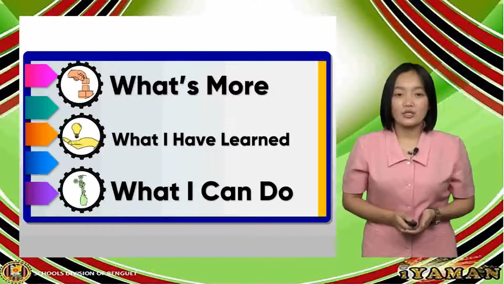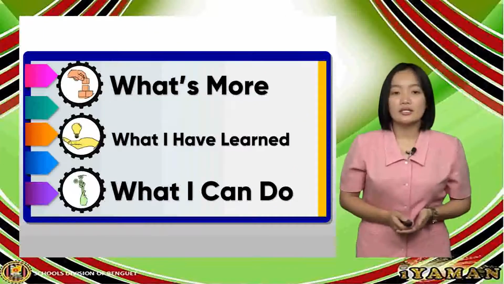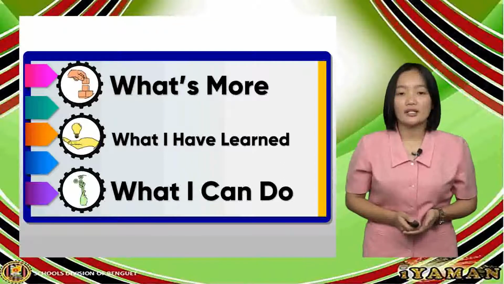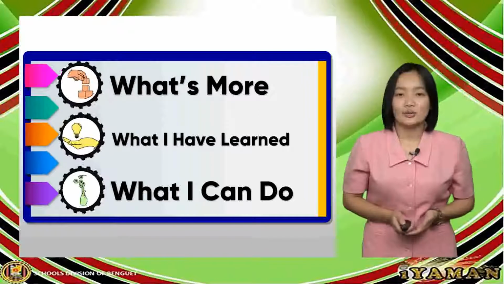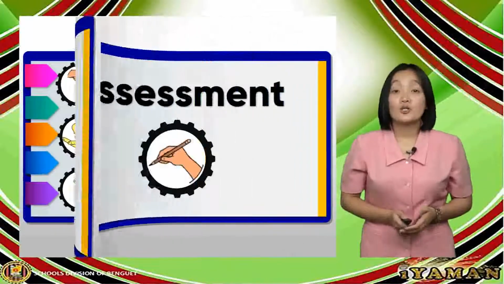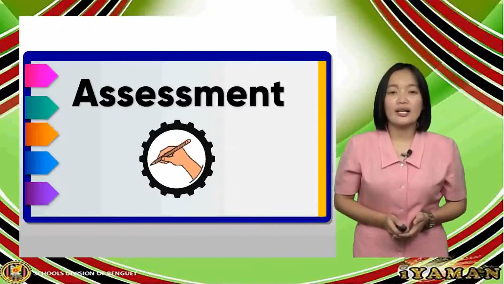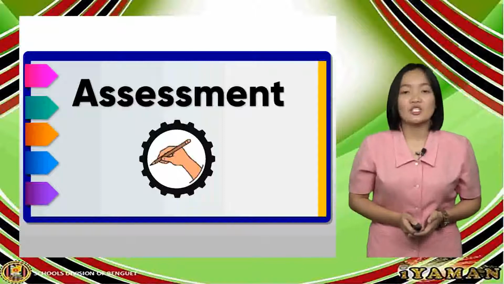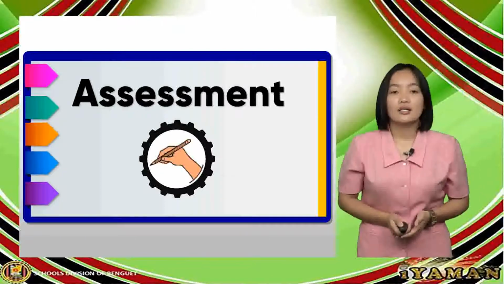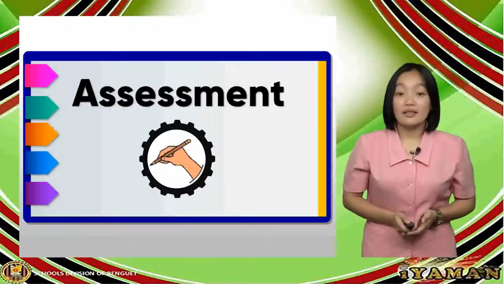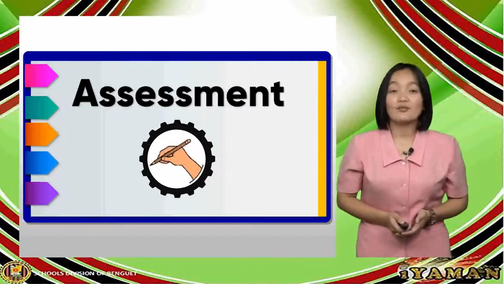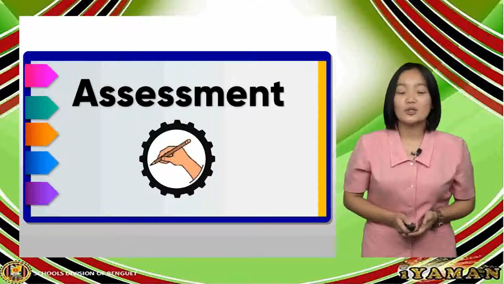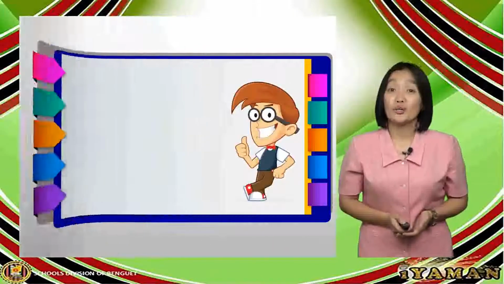To master your lesson, do the activities presented in the module with the corresponding icon: "What's more?", "What I have learned", and "What I can do". To measure how much you've learned in your lesson, you need to answer the assessment part. If you got 8 and above, then you are ready to proceed to the next module. But if you got 7 and below, you need to go back to the activities where you got low.